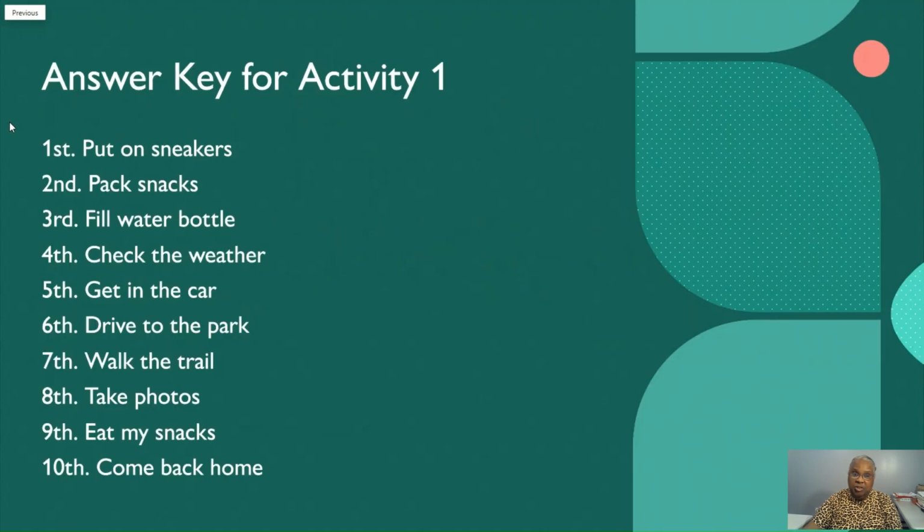Here are the answers. Did you get them right? If not, go back and check. I'll read the answers. First, put on sneakers. Second, pack snacks. Third, fill water bottle. Fourth, check the weather. Fifth, get in the car. Sixth, drive to the park. Seventh, walk the trail. Eighth, take photos. Ninth, eat my snacks. 10th, come back home. Great job.